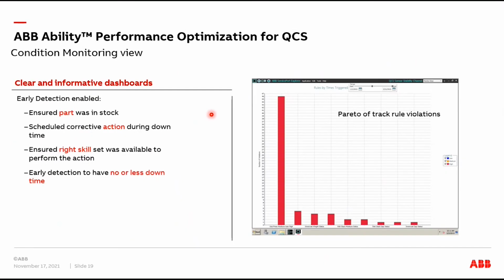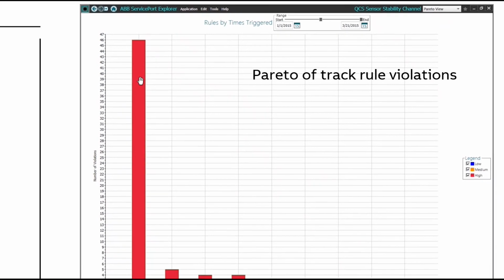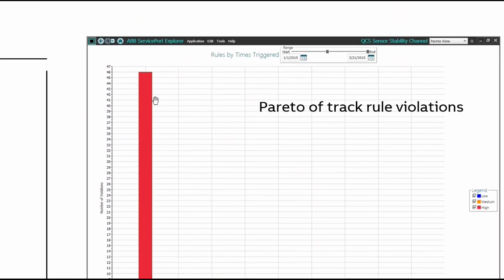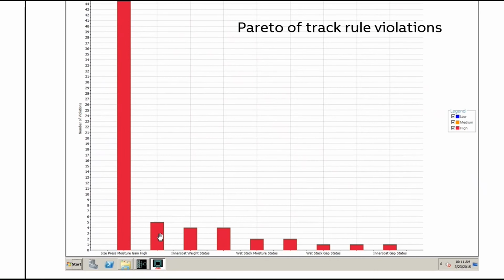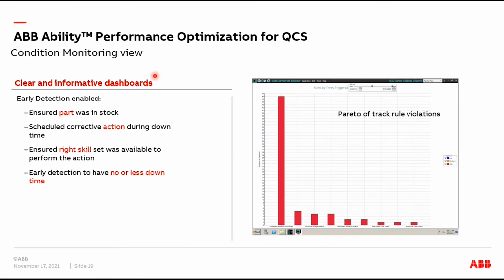This is one of the best views, which we call the Pareto view, where the count of track rule violations is shown. When a particular track rule count increases, it is shown in the bar graph. So this shows how many violations have happened for this particular KPI which has been created here. It shows that it has happened 46 times and the other violations are on the lower side. So the priority has to be given to this one. Even the others can also be monitored, but those priorities can be put at a later stage.